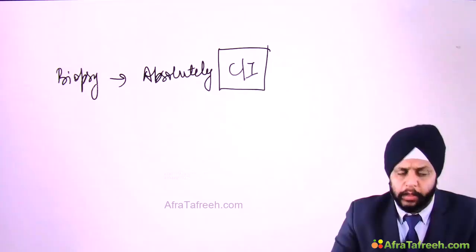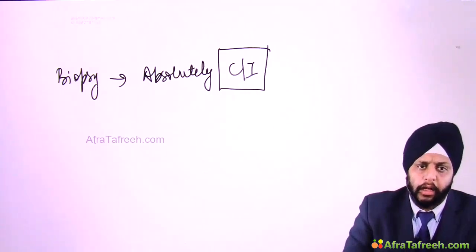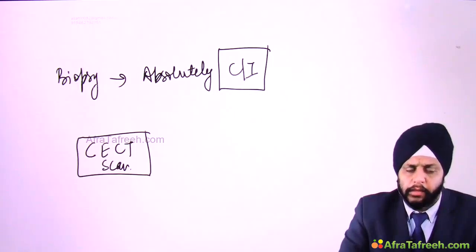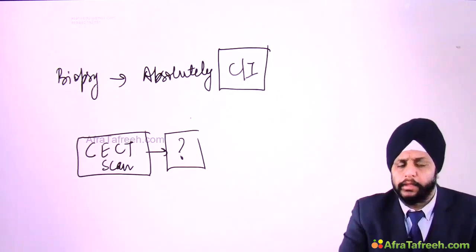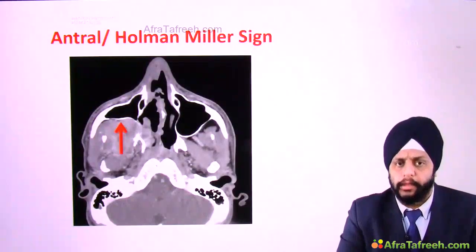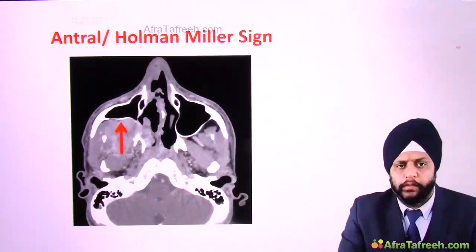Now if you suspect it, what will you do? You will do a contrast enhanced CT scan. And what do we find in the contrast enhanced CT scan? We find the antral sign or Holman-Miller sign. Okay, let's look at this CT scan. What do we see over here?